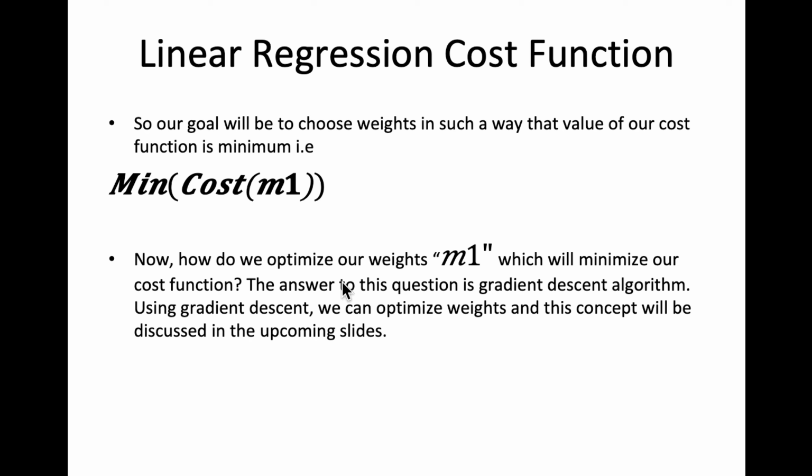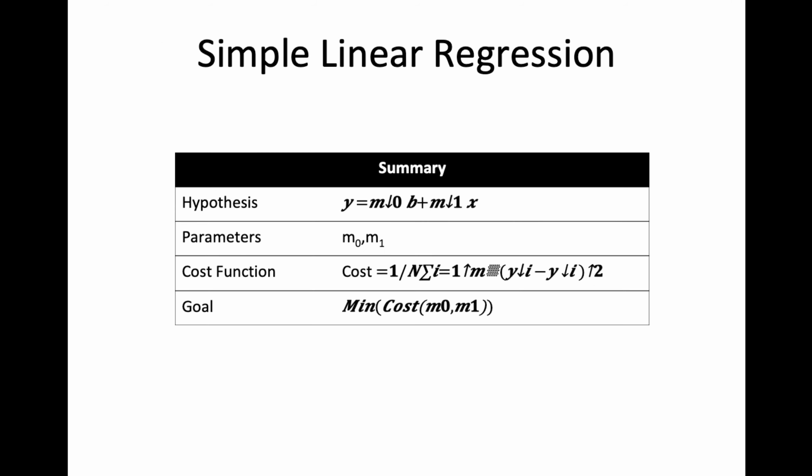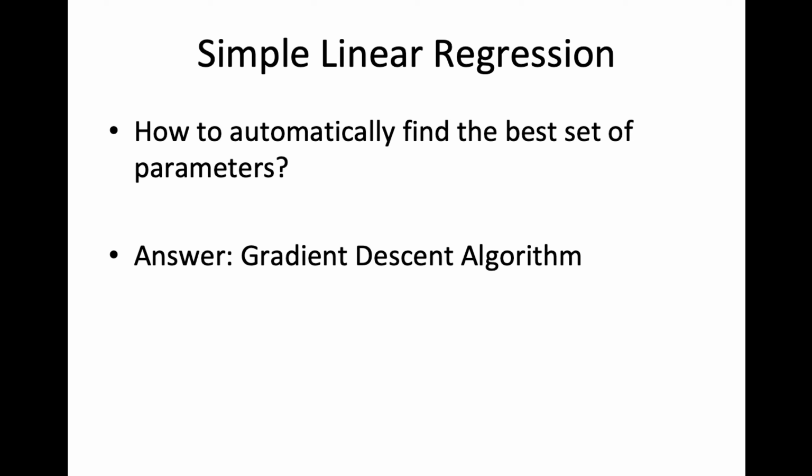So minimum cost M1, and the idea is now how do we optimize our weights in order to minimize our cost function. For that we implement something known as the gradient descent algorithm, and with this we can optimize weights, and I'm going to cover this very briefly. So this is the equation of linear regression. These are the parameters I have. This is my cost function, the difference between the predicted y and the actual y, and I want to minimize these values in a way to get the lowest cost function.